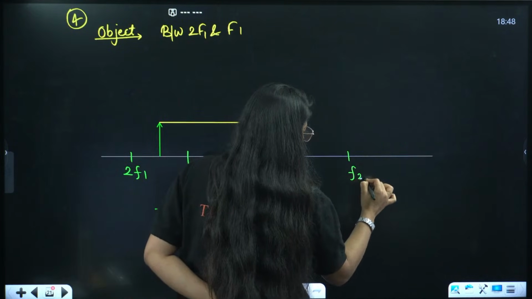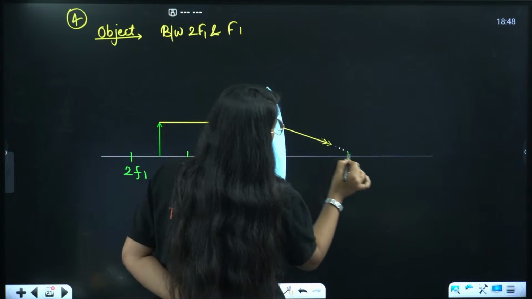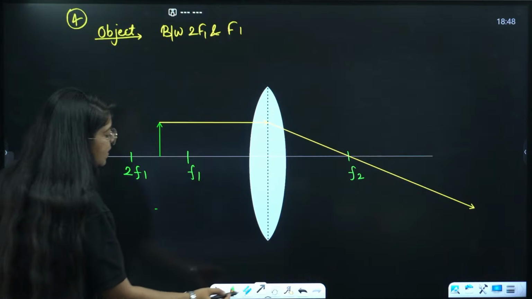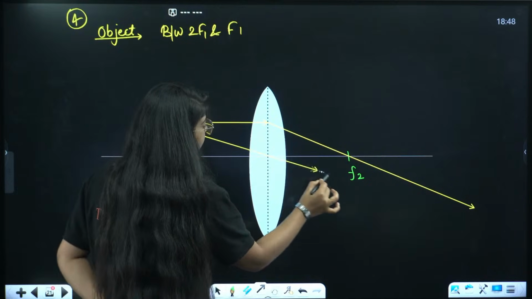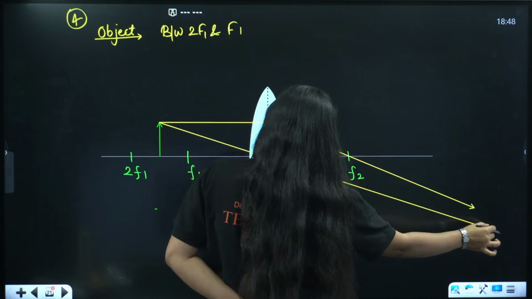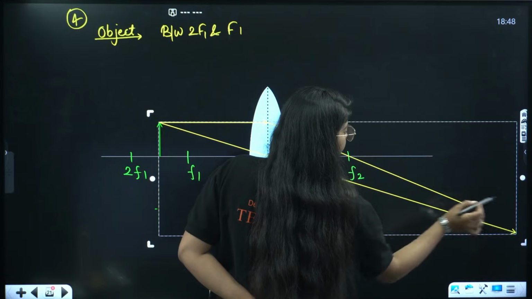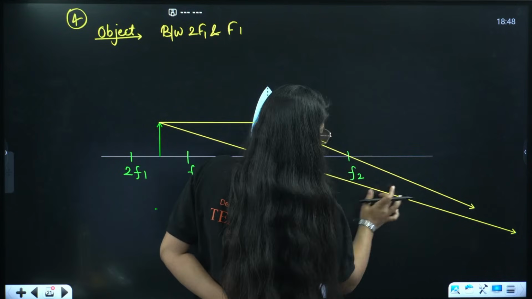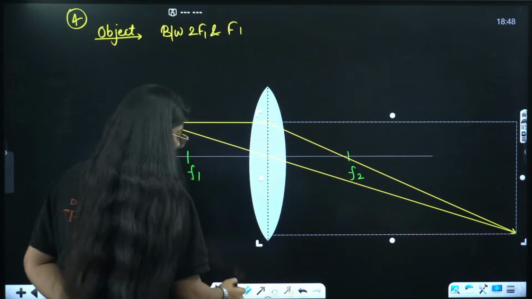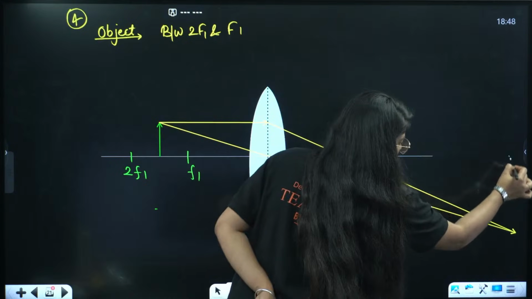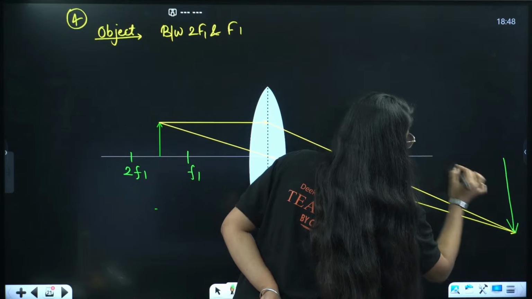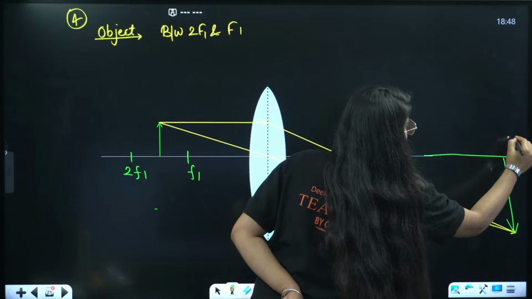Let's say this is f2. So it will pass through the focus. Done? The second ray will pass through the optical center and it will go without any refraction. Okay? And it goes and meets somewhere here. So here will be my image formed, right? So we'll make 2f2 somewhere here.